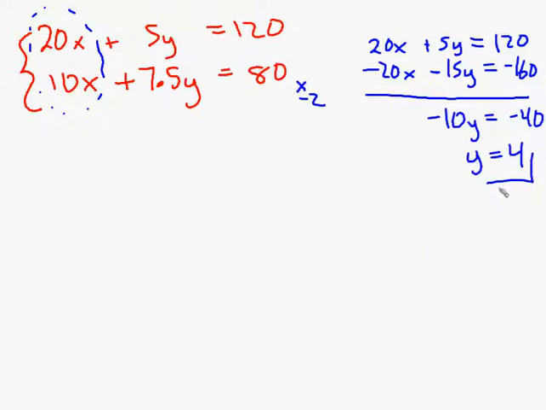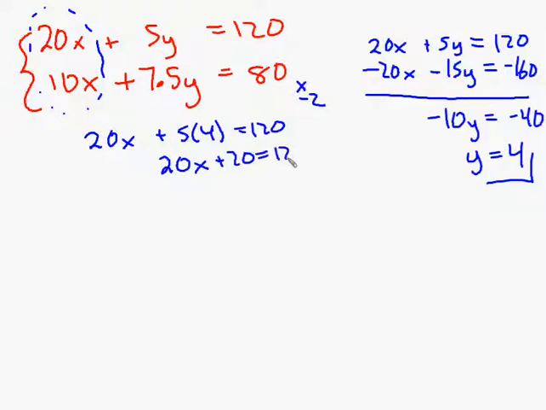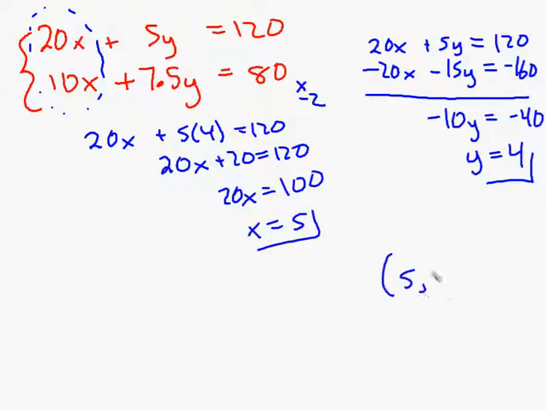I take that 4, and I'll put it into the most convenient equation. That's going to be this first one. So 20x plus 5 times 4 equals 120. So 20x plus 20 equals 120. Subtract the 20. Divide by 20. And my final answer, 5, 4.